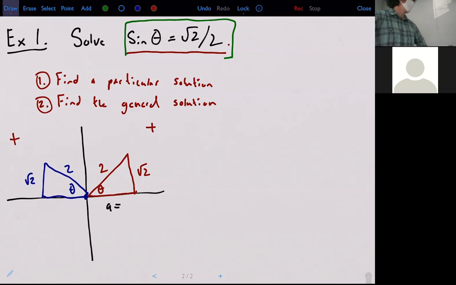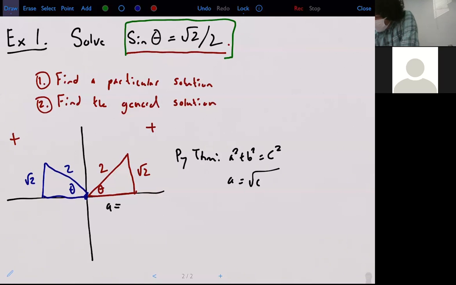Yeah, so we just want to use the Pythagorean theorem since we have 2 sides of a triangle. And this is going to tell us that, let me go ahead and write that down. So we have the Pythagorean theorem, which is again a squared plus b squared is equal to c squared. And so our a is going to be equal to the square root of c squared minus b squared.